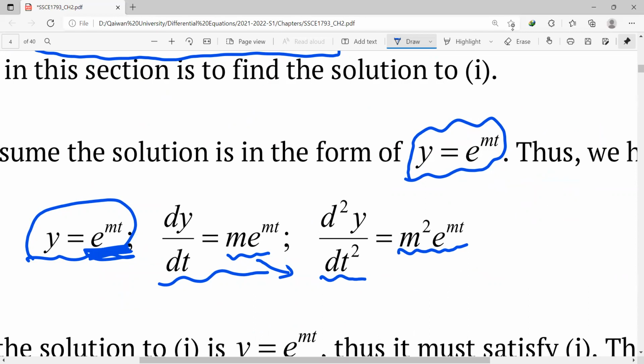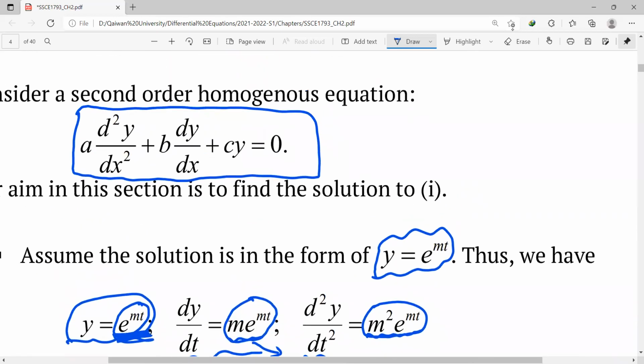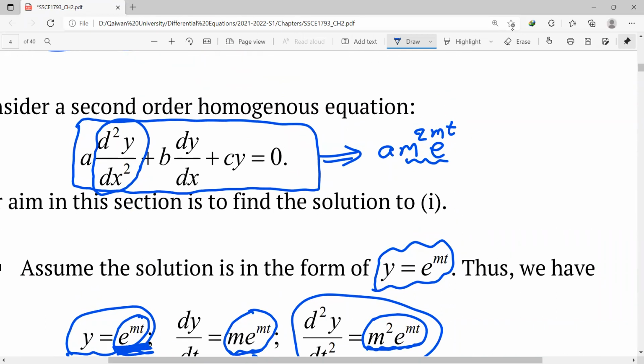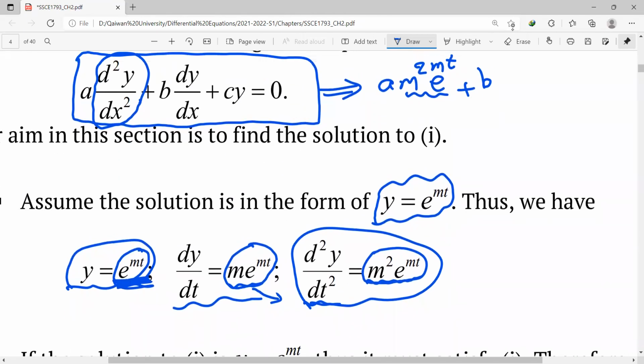Okay, now we replace y by e to the power mt, dy by dt by m e to the power mt, and d squared y by dt squared by m squared e to the power mt, into this equation. So this equation becomes a m squared e to the power mt. Here, this is d squared y by dx squared. As we said, this equals this. And plus b, we replace dy by dx.